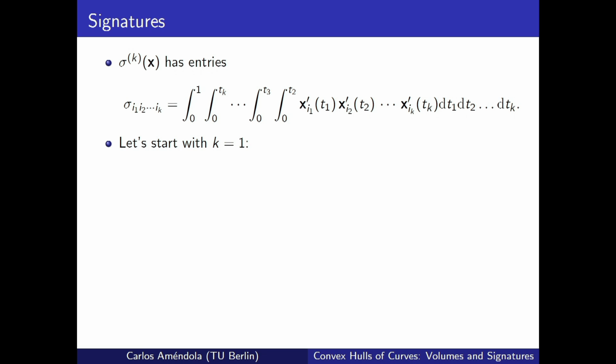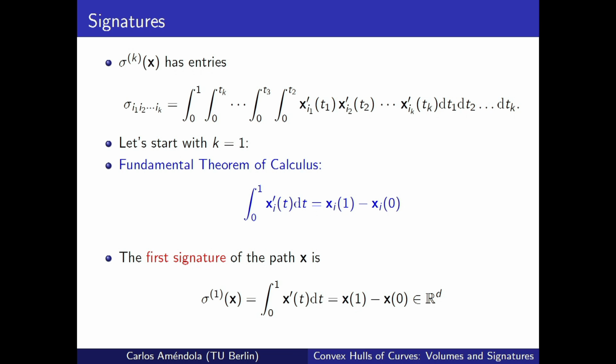Just to have an example, since this may be a bit scary at first: when k equals 1, this is just the fundamental theorem of calculus. Because you only have one thing, this is just x_i prime, the entry sigma_I, and this tells you x_i(1) minus x_i(0). This is how much the path moved in this direction I, from 0 to 1, the total displacement. That's what this first signature is telling you. That's exactly what I write here: x(1) minus x(0), it's a vector in R^d, and this is the first signature.